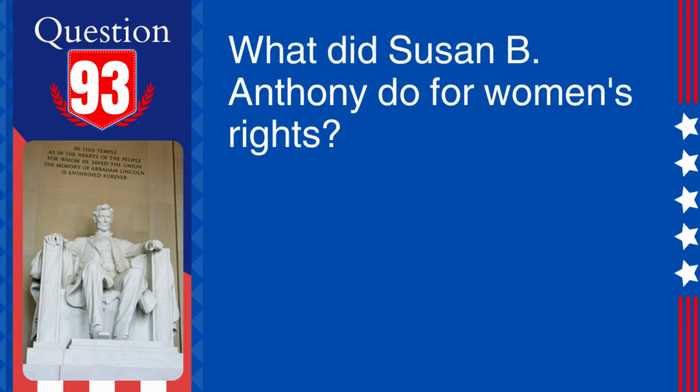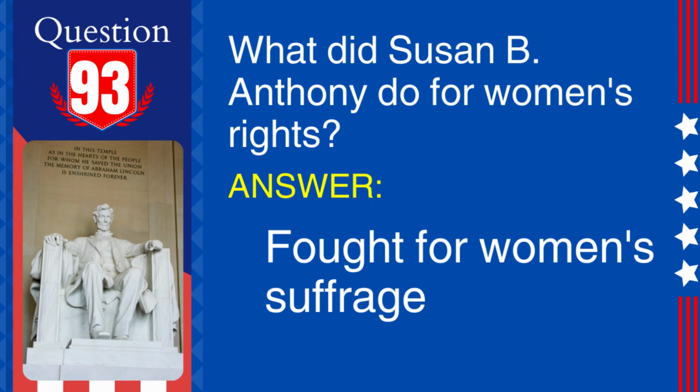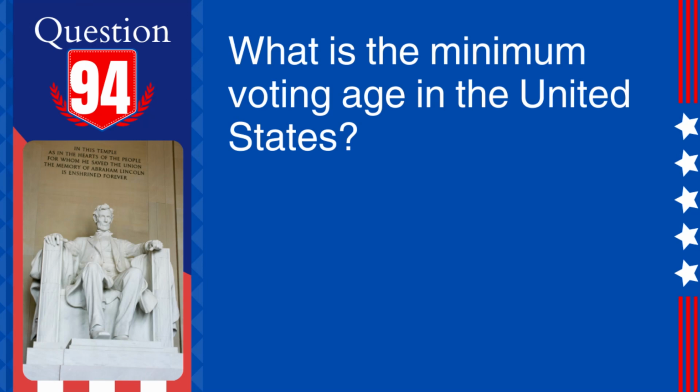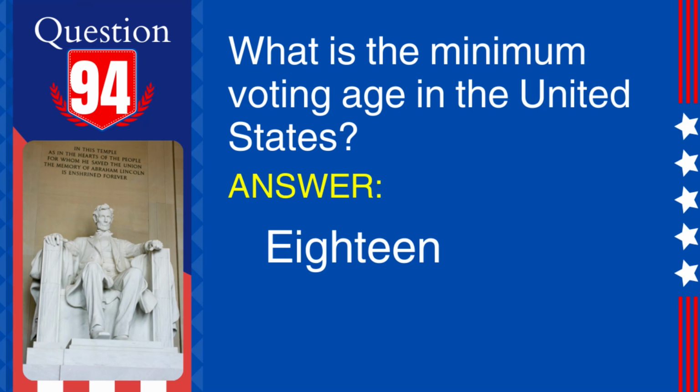93. Question. What did Susan B. Anthony do for women's rights? Answer. Fought for women's suffrage. Explanation. Susan B. Anthony was a key figure in the women's suffrage movement, advocating for the right of women to vote. 94. Question. What is the minimum voting age in the United States? Answer. 18. Explanation. The 26th Amendment to the U.S. Constitution, ratified in 1971, lowered the voting age from 21 to 18.